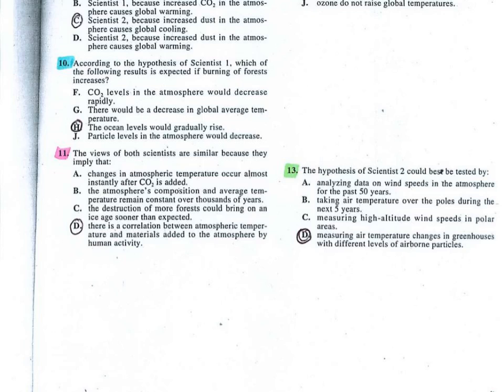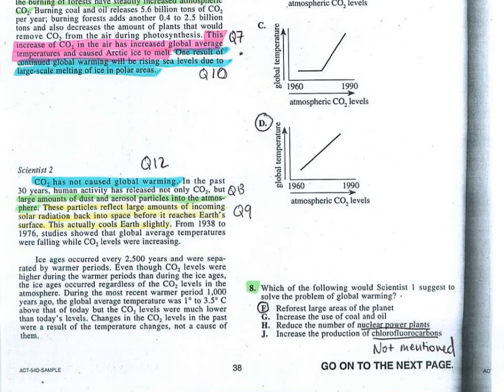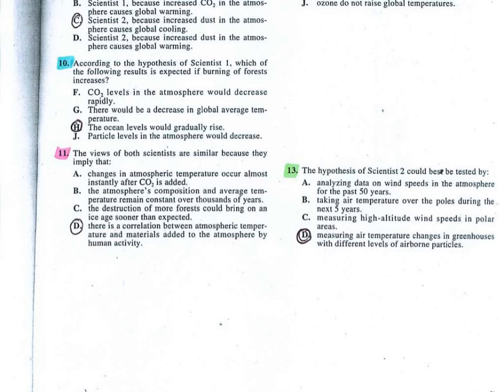For number 13, the answer is D. If we look at Scientist 2, we can see that he says that large amounts of dust and aerosol particles are released into the atmosphere due to human activity. So, going back to the question, one way to test this hypothesis is to measure air temperature changes in greenhouses with different levels of airborne particles, since that's a result of human activity.